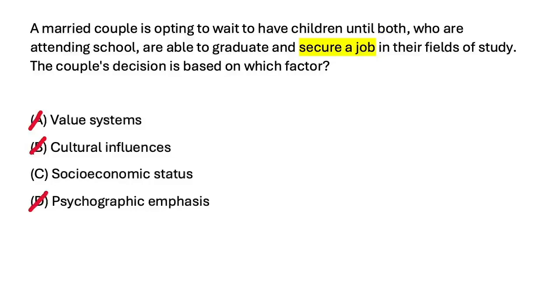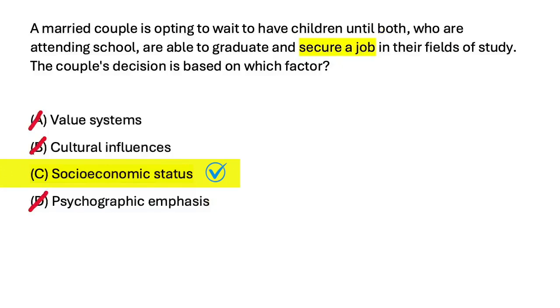Next up, we can eliminate option D, psychographic emphasis. This is a distractor. Psychographic emphasis is a marketing term about attitudes and lifestyles, so it's not even relevant to timing parenthood. That means option C is the correct choice. Socioeconomic status is the correct choice because the couple recognizes that they want to finish their schooling and obtain work in their fields. Their socioeconomic status is guiding their decision as to when they will consider becoming parents.